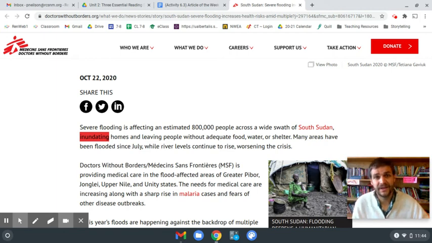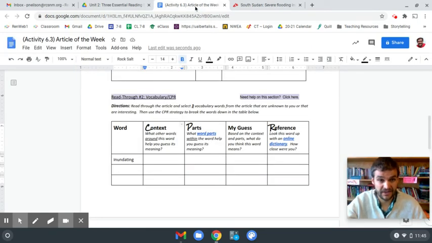Well, at the beginning of the sentence, it says severe flooding. So we know that we have severe flooding. It says across a wide swath of South Sudan. It's the place that's being inundated is homes, okay? And then it's leaving people without food, water, or shelter. Okay, so I know inundating might have to do with flooding. It has to do with somehow how flooding is affecting the homes, and it's leaving people without shelter. So all of those things around might give me a good idea about what inundating means.